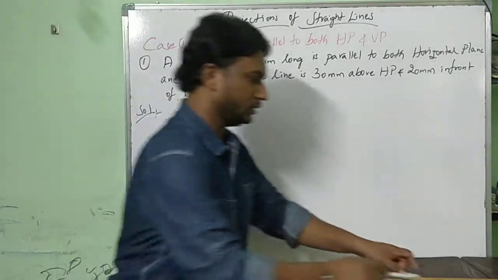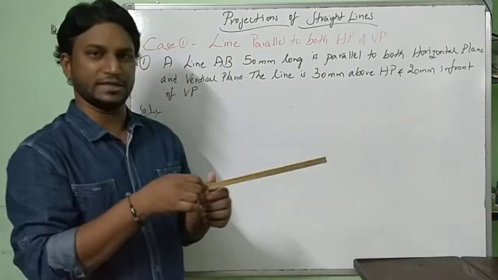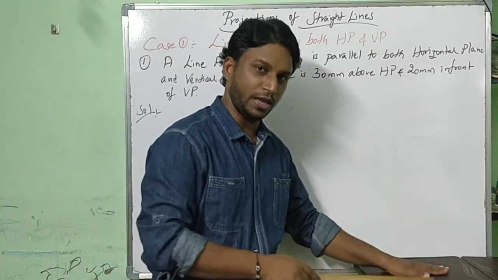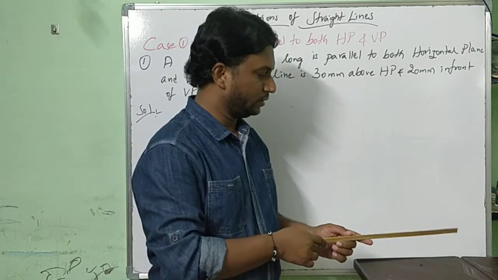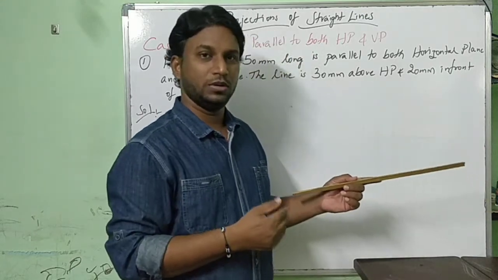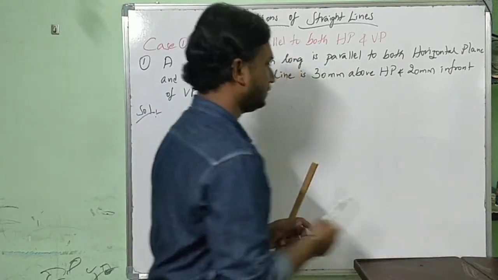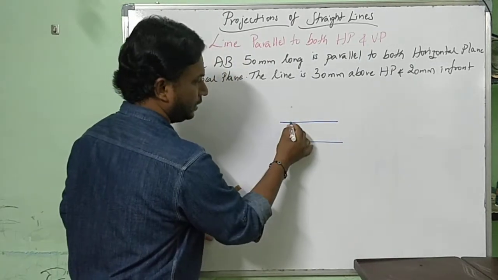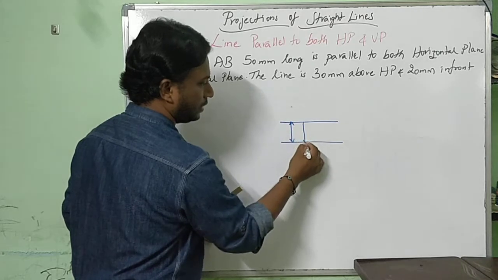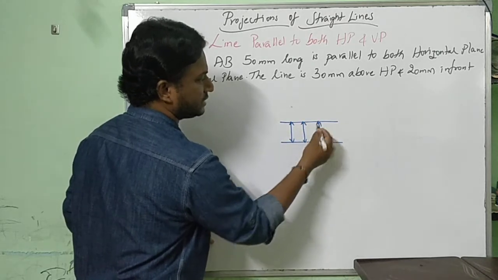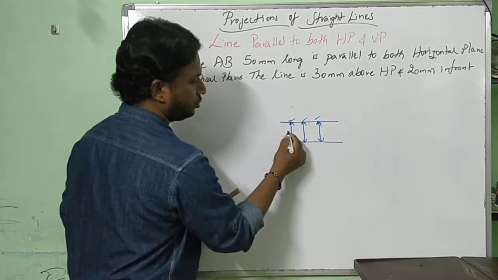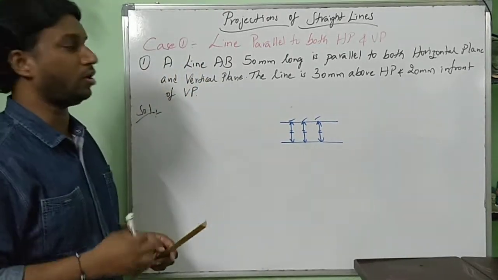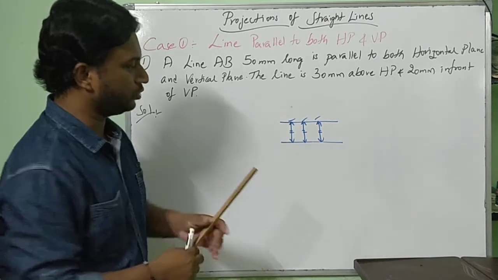How will it be? Suppose I am considering this as a line, with this as the horizontal plane and this as the vertical plane. Parallel means what? Now what is the definition of parallel? When you draw two lines, the distance between these two lines at any point should be the same. Then you can call this line parallel to the other one.